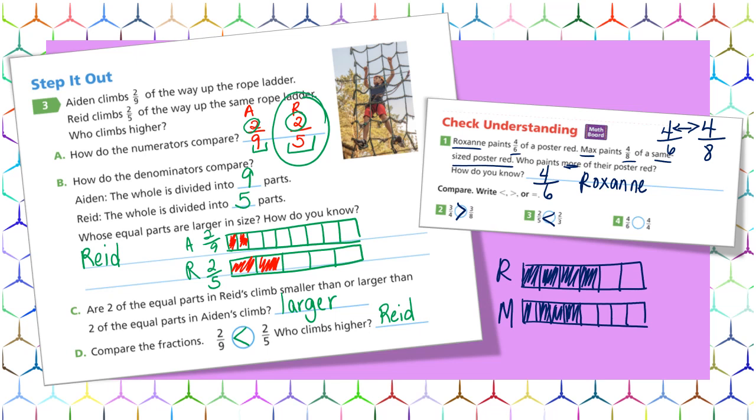And then we're comparing 4/6 and 4/4. My numerator is the same, so now I compare my denominators. I have 6 equal parts or 4 equal parts. Well, 4 equal parts would give me bigger parts. So 4/6 is less than 4/4. What do you also notice about the fraction 4/4? It equals 1 whole. And I know that 4/6 is less than 1 whole, so 4/6 is going to be less than 4/4.